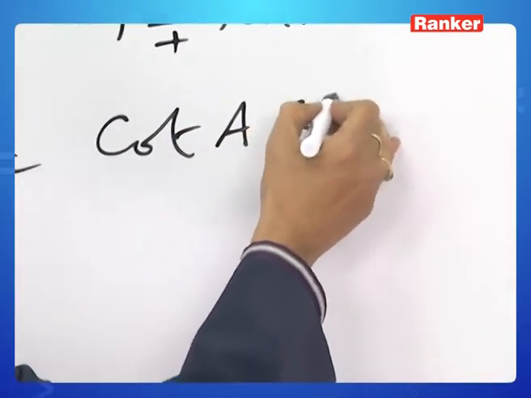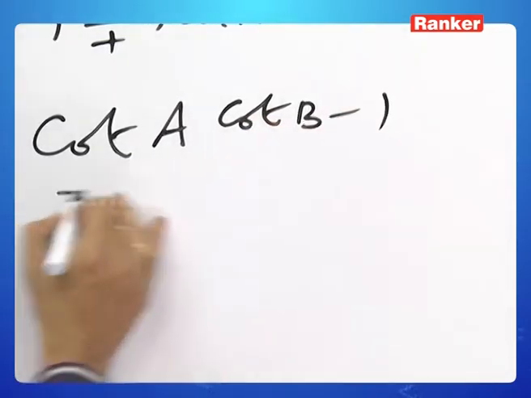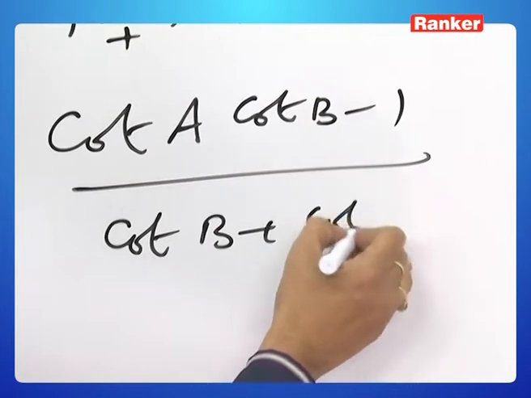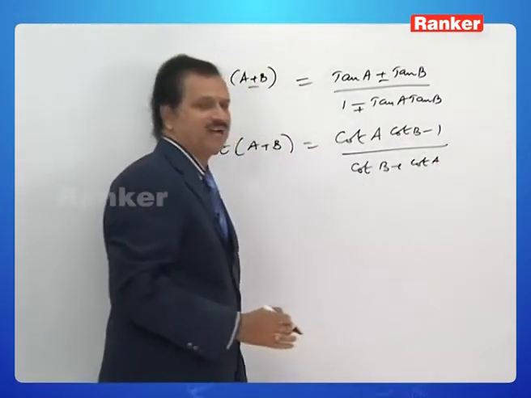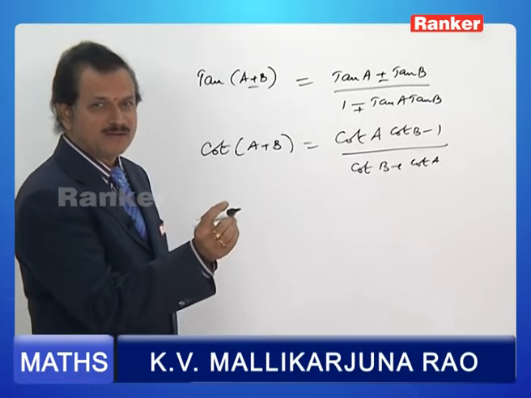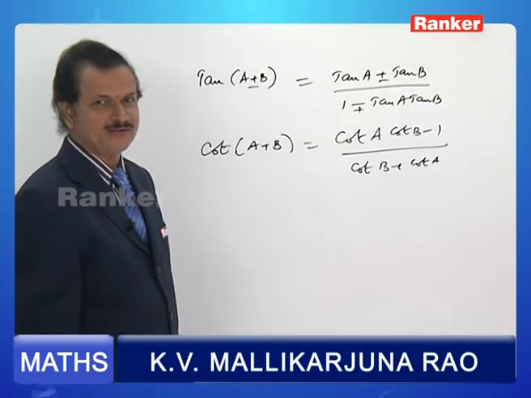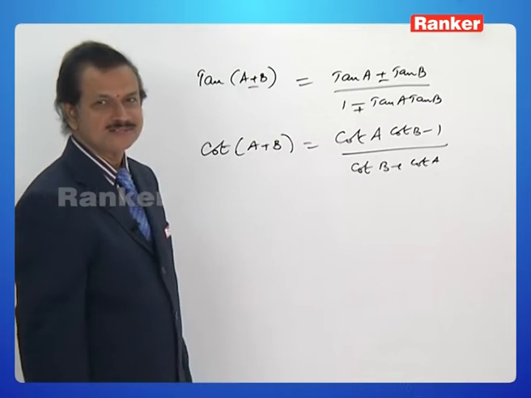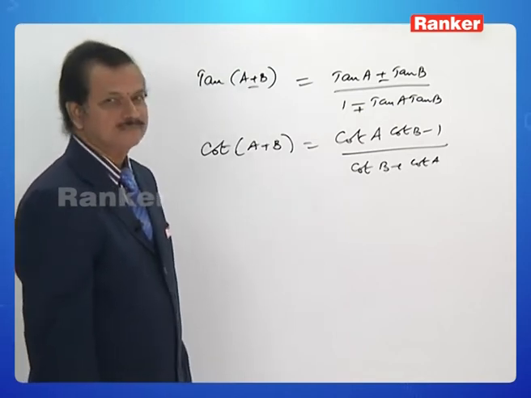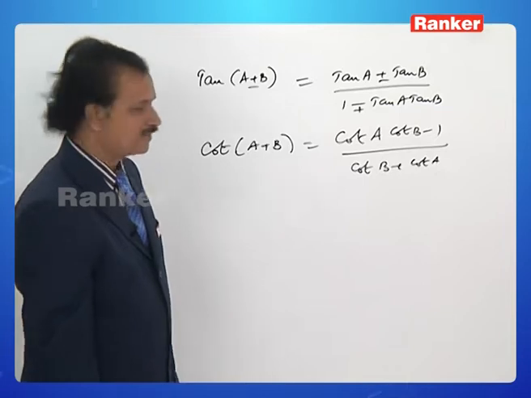Cot a cot b minus 1 by cot b plus cot a. Well, my dear, you can write it as cot a plus cot b also, but there is a very simple benefit we have by writing like this. What is that benefit? Please wait for a minute. I shall mention it to you after a minute.